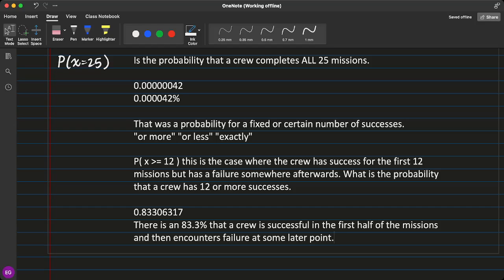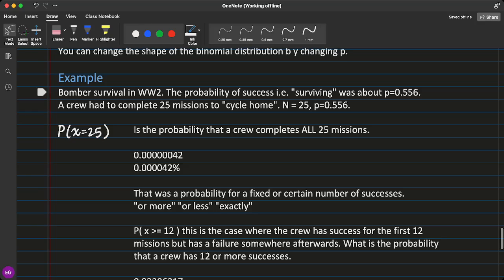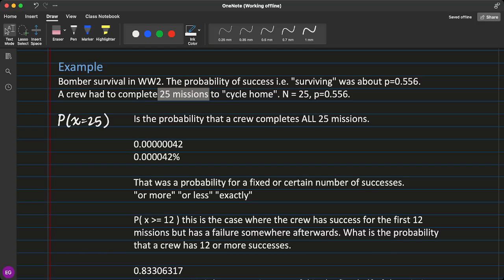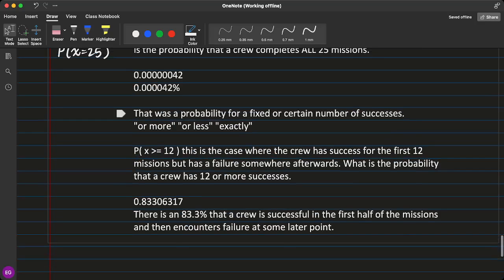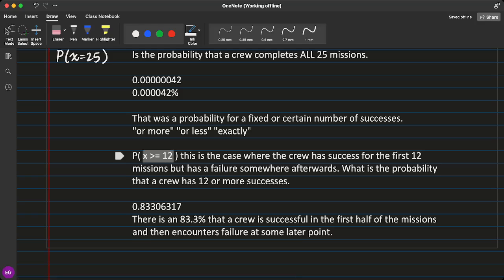So that's the difference between the binomial probability and the individual p probability. So this p here, the 0.556, that's the probability that on an individual mission you will succeed or fail. But because we're talking about a fixed number of trials, the 25 missions, 25 trials, whatever you want to call them, the chance of making it through all of them is what we calculated first. For this one, we're calculating the chance that you make it through the first half and then encounter failure at some later point. So the chance of that happening is actually extremely high.